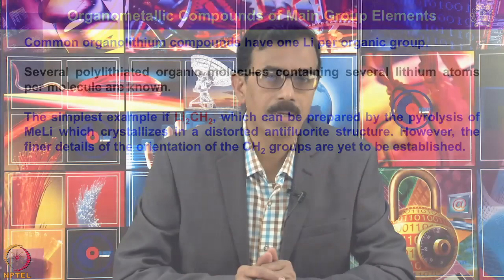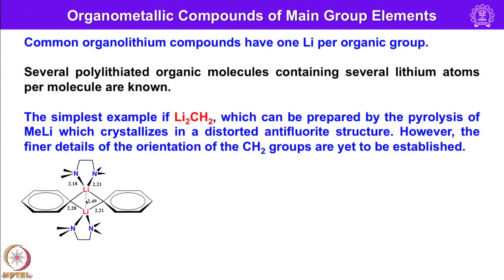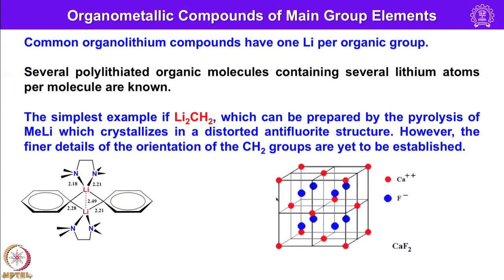and less stability. Here in case of phenyl lithium, one can see how the structure looks like. Here is phenyl lithium with tetramethylethylene diamine, it forms a dimer, and of course, here it is getting stabilized because it utilizes the pi electrons of benzene to stabilize or overcome some of the electron deficiency of lithium here. And this is the structure for Li2CH2, similar to fluorite structure, that is calcium fluoride structure.